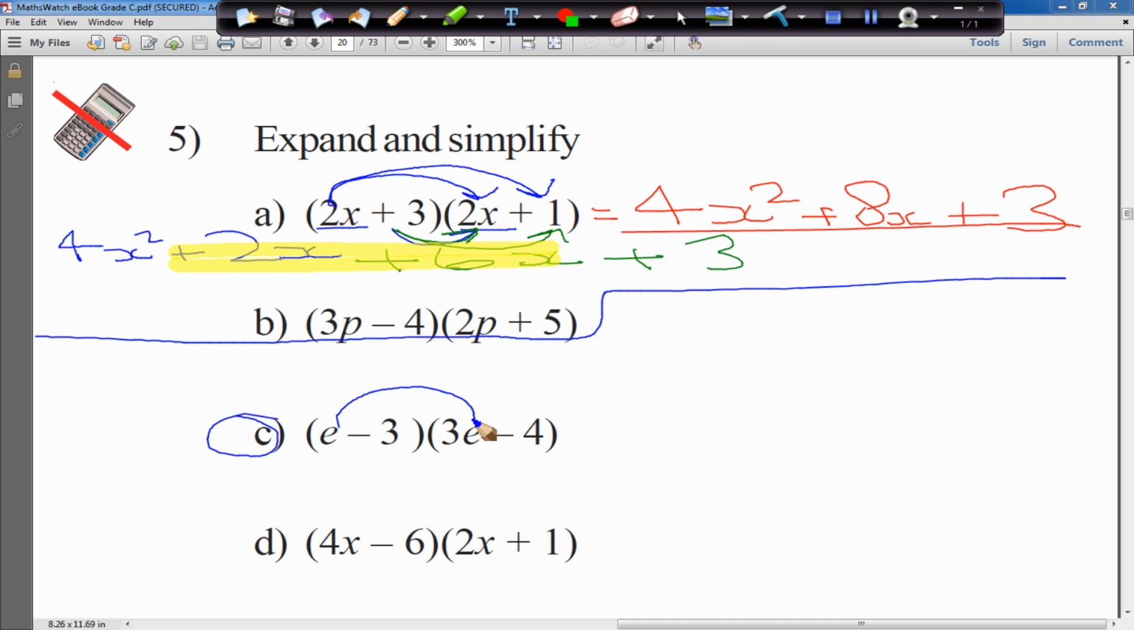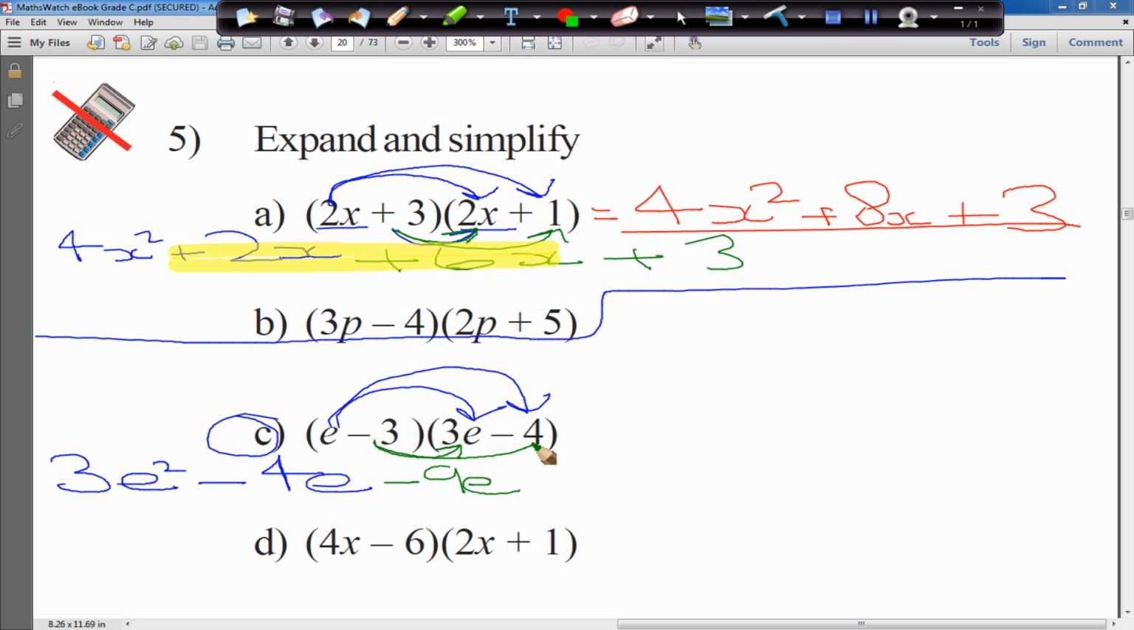So we have e times 3e. E times 3e: the numbers on their own, we know the numbers to multiply by, but e times e is e squared. e times minus 4 will give us minus 4e. Then you have minus 3 times 3e. What happens to 3 and the 3? That gives us minus 9. Don't forget, we have multiplied. Minus 3 times 3 is minus 9, and then times e is minus 9e. Next, minus 3 times minus 4. Don't forget the minuses. That will give you plus 12.